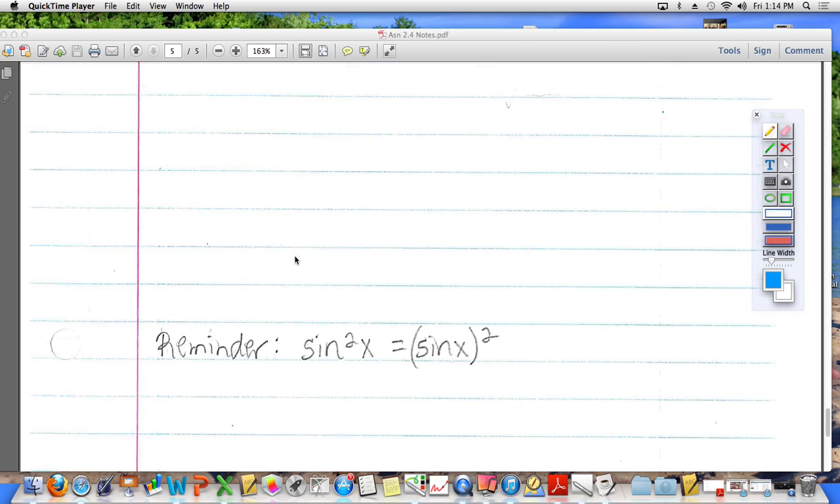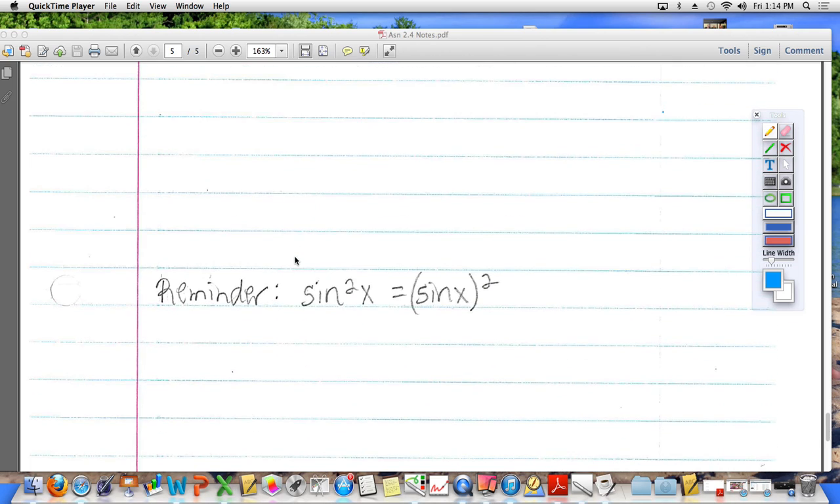I do have a reminder though. Sine squared of x. I just want to remind all of you that really means the whole thing. Well, the derivative means the cosine, but that means if your squared is in between the sine and the x like that, that really means the whole quantity is squared. It means sine of x squared. You see where I wrote that right here? Yes. It means the sine of x squared. So keep that in mind.